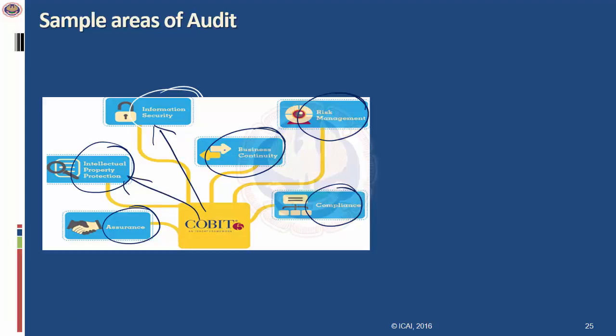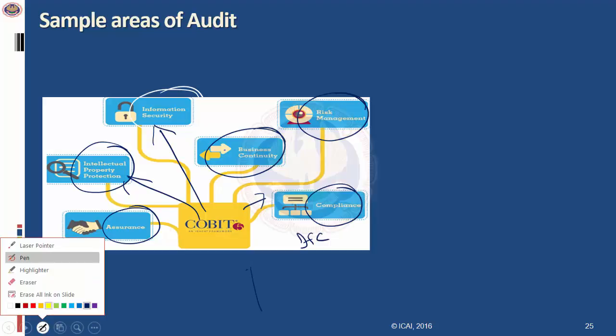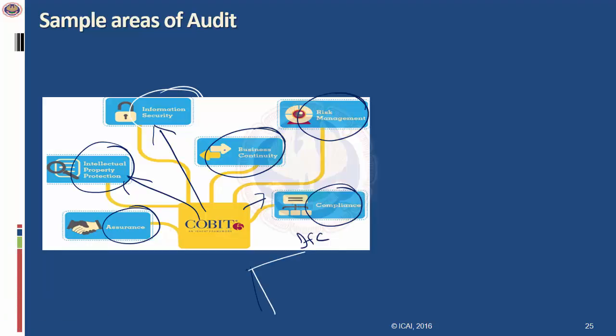Depending on the need of the audit assignment, for example, the client requires an audit for the purpose of, let's say, compliance, and he wants to do an independent review of IFC. So from COBIT, you'll pick up what is required for the purpose of audit. Let's say for a review from the point of IFC, you decide on the entity level controls, and then you decide the process level controls.